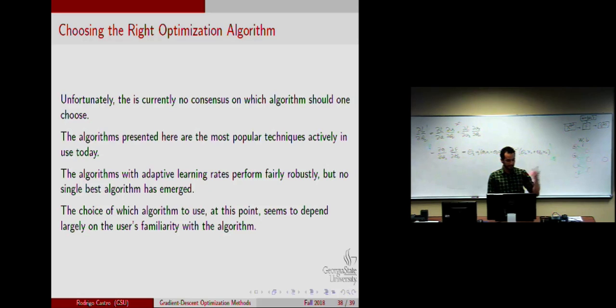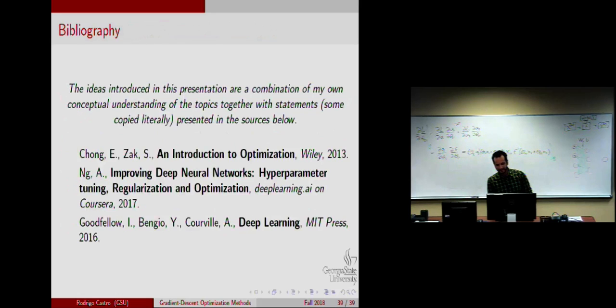I took this literally from the Ian Goodfellow book, the statements here. And he says that the choice of which algorithm to use at this point seems to depend largely on the user's familiarity with the algorithm, so you can tune the hyperparameters better. So the one that you understand better and you're more familiar with, you are a little more inclined to use. And that's it. This presentation is a combination of my own little ideas and some statements taken literally from these sources: Chong, the Ian Goodfellow book, and this course from Andrew Ng, which is very popular.